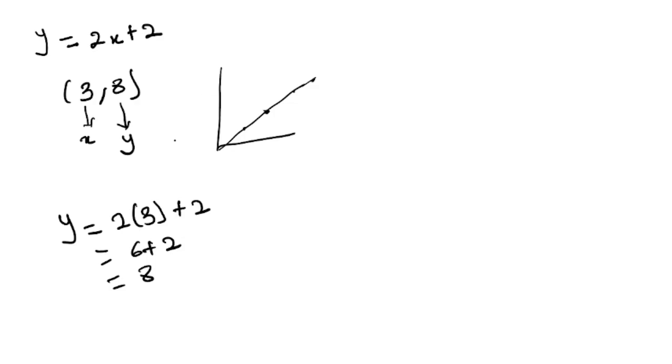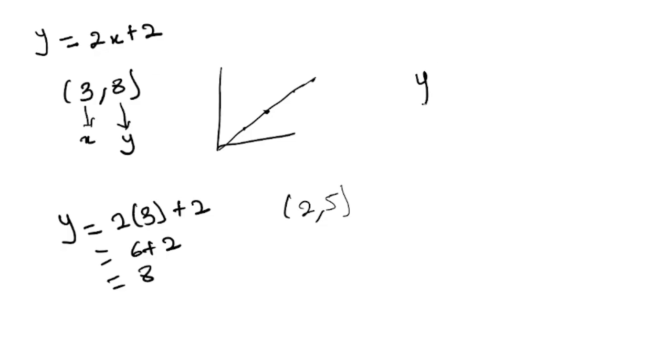Okay, so let's try another one. For this equation, I'm giving you another point. Let's say we have another point, 2 and 5. Now let's verify if this 2 and 5 lies on this line. We are going to take the x coordinate, which is 2, and put it into this equation and see if it actually lies on the line.